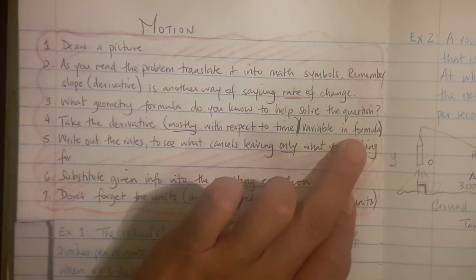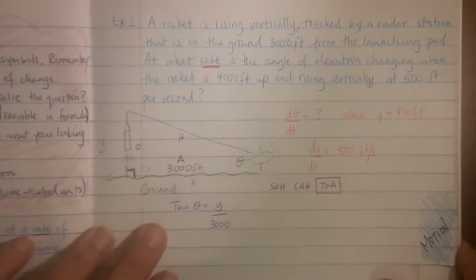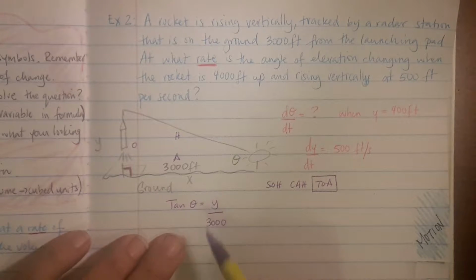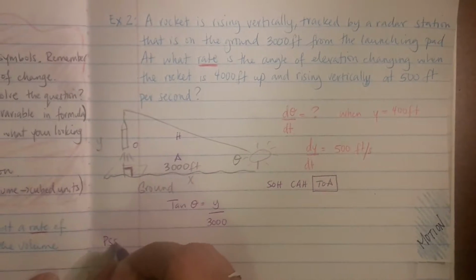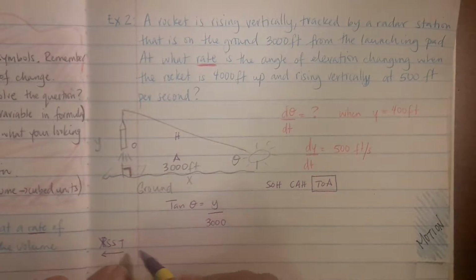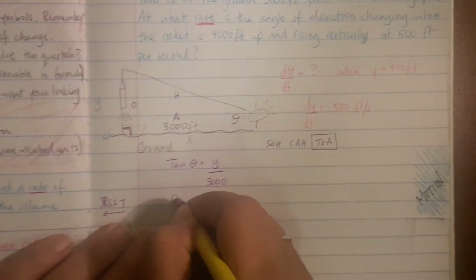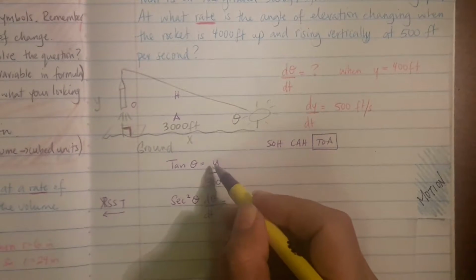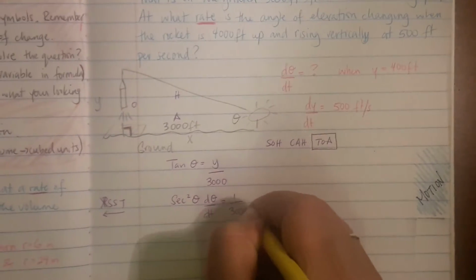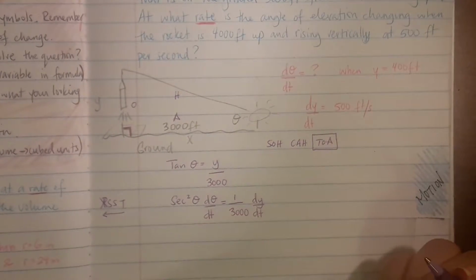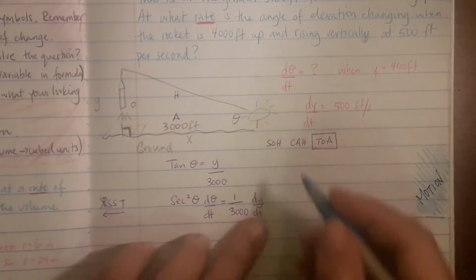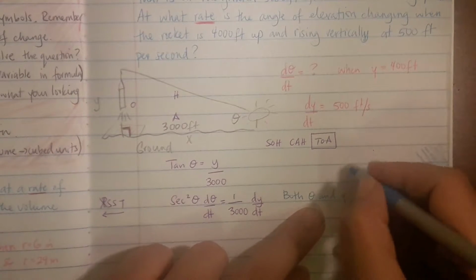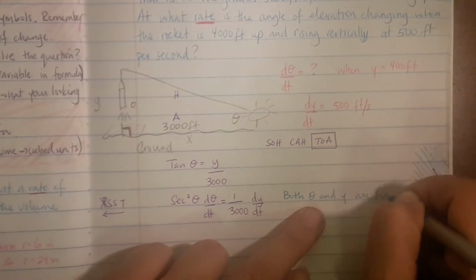Alright, so taking the derivative, both of these are functions of time, so I can take the derivative with respect to time. So taking the derivative of tan, I'm going to get secant squared theta times d theta dt, which is equal to, remember 3,000 is just a number, so that's going to be 1 over 3,000 times the derivative of y with respect to time. So again, let me just say why I'm doing that. Both theta and y are functions of t, so we can differentiate both sides with respect to t.